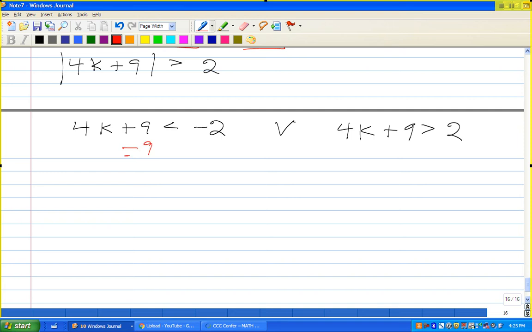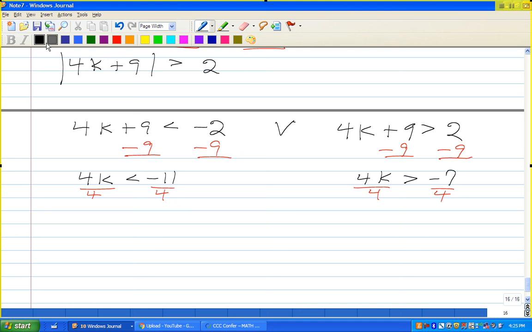Subtract 9 from both sides of my inequality to isolate k on one side of the inequality. Negative 2 minus 9 is negative 11. 2 minus 9 is negative 7. Divide both sides of your inequality by 4. And so k is less than negative 11 over 4, or k is greater than negative 7 over 4.